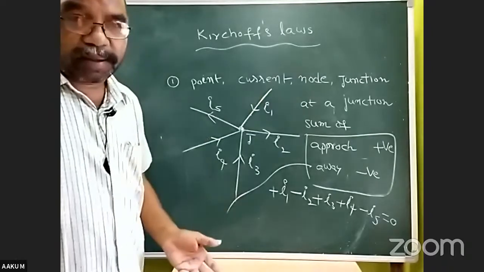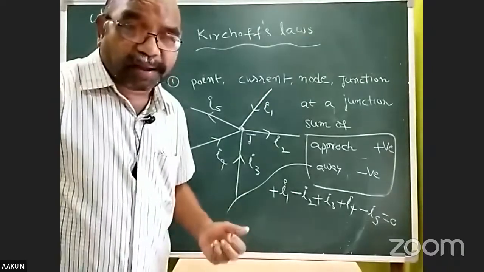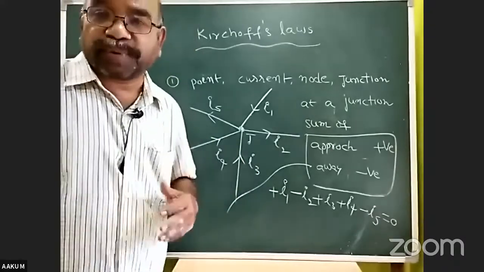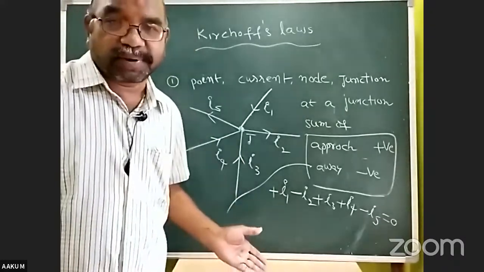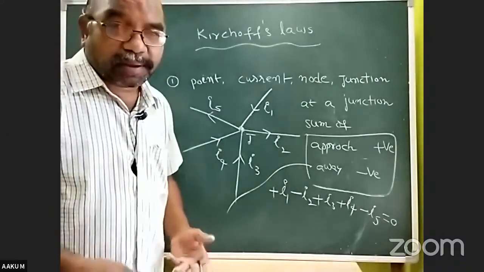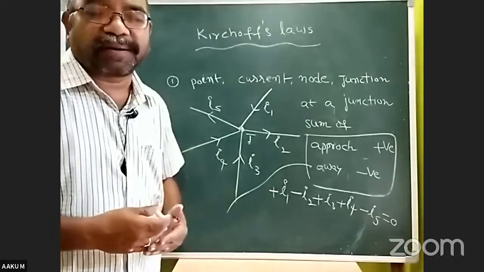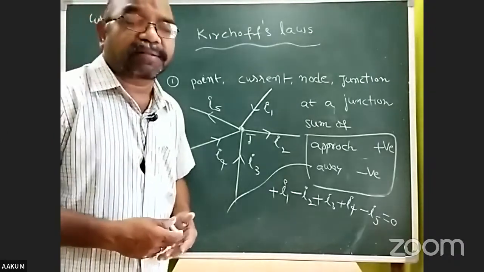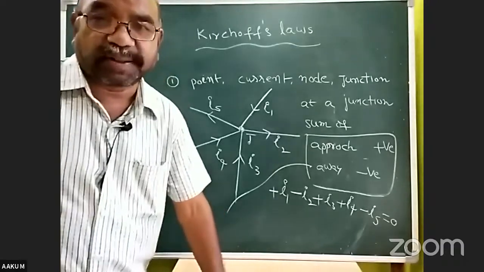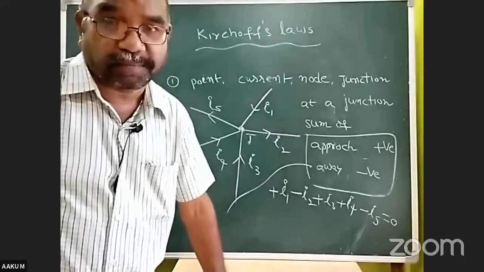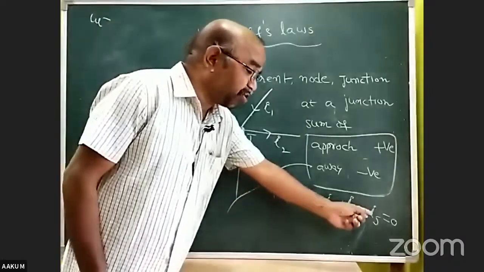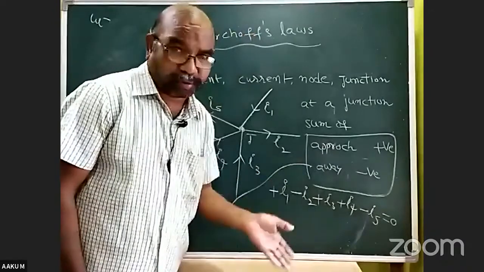Simply, what total current is approaching the junction, the same must leave the junction, isn't it? You can say like that also. Kirchhoff's current law states that how much current is approaching the junction, the same must leave the junction. Or the algebraic sum of electrical currents at a junction is equal to 0.